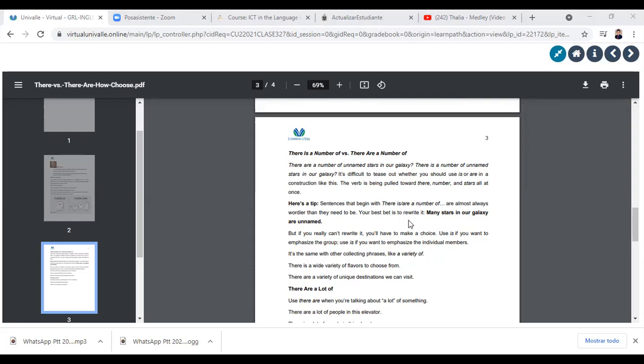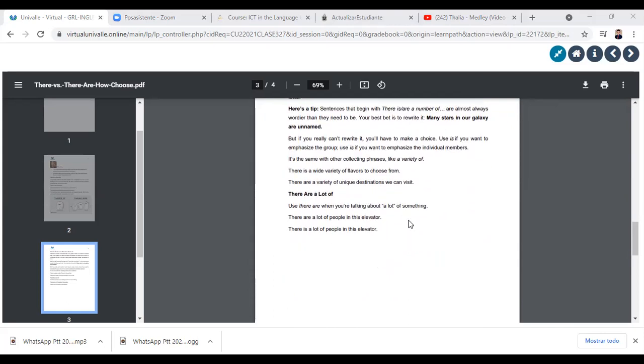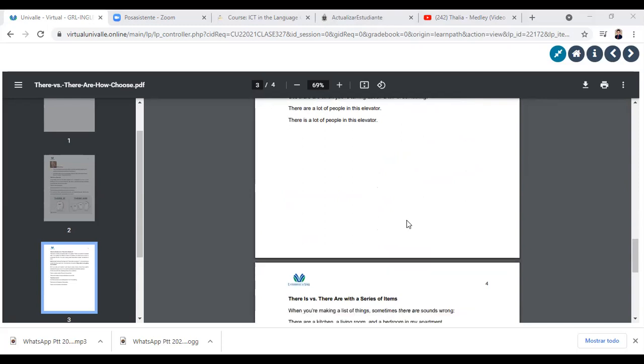Okay, so if you really can't rewrite it, you'll have to make a choice. Use are if you want to emphasize the group. Use is if you want to emphasize the individual members. It's the same with other collective phrases like a variety of. There is a wide variety of flavors to choose from. There are a variety of unique destinations we can visit. Use there are when you're talking about a lot of something. There are a lot of people in this elevator. There is a lot of people in this elevator.